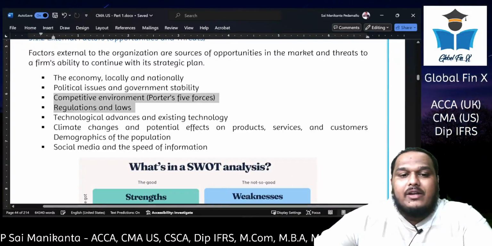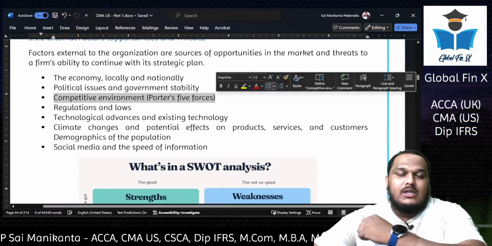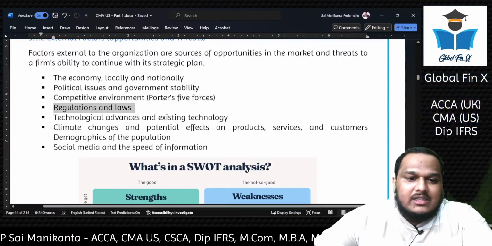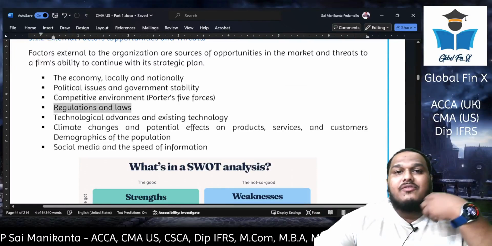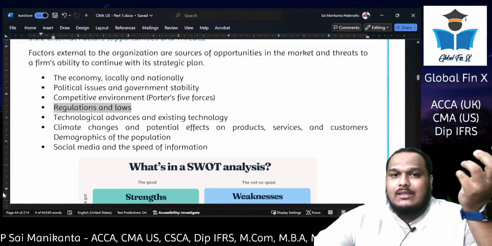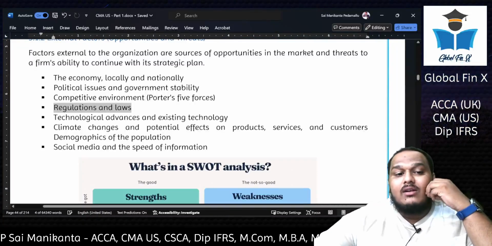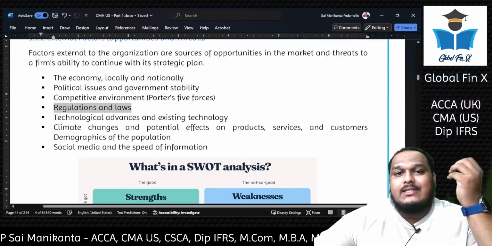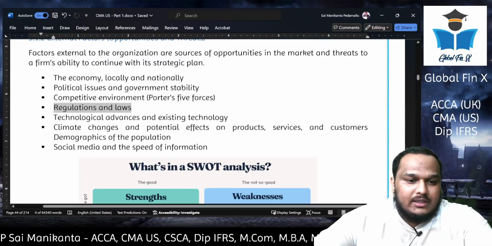So the competitive environment, for Porter's five forces, we'll discuss that later. Laws and regulations: if they are friendly for businesses and if they promote businesses, that is an opportunity. If there are more taxes, more duties, etc., that is a threat for the companies.